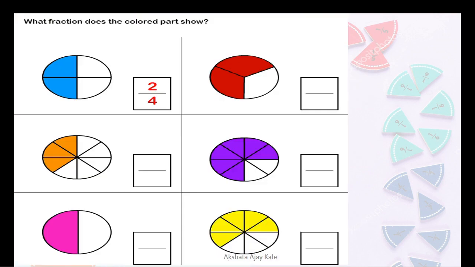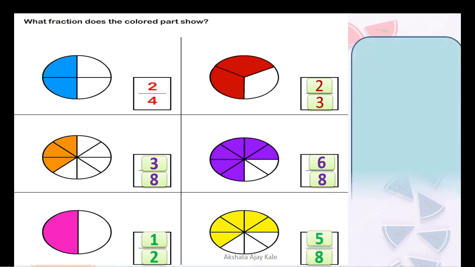Now see this. What fraction does the colored part show? You have to write the colored parts in the fraction form. So we will write fast. This is 3 denominator and 2 shaded portion, correct? 2 upon 3. Next is out of 8 parts 3 are shaded, right? Then out of 8 parts 6 are shaded. Out of 2 parts only 1 part is shaded, means this is half. Here out of 8 parts 5 parts are shaded, correct?